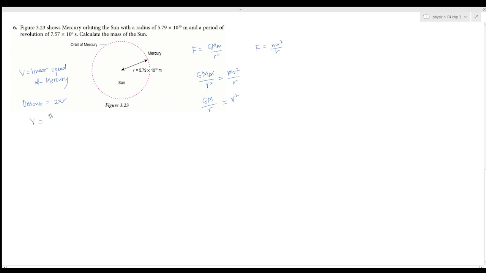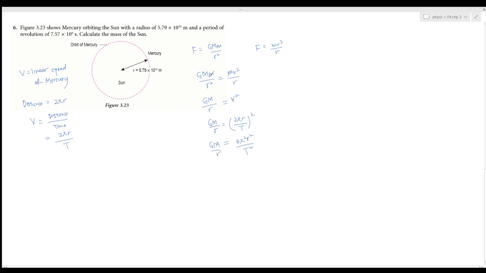Speed will be equal to distance over time. So our distance now is a circle, 2 pi r, and time is the time taken for one rotation. So the time taken for one rotation is the period. So we try to substitute in. Speed is 2 pi r over period, squared. So we expand it, 4 pi squared r squared over T squared.